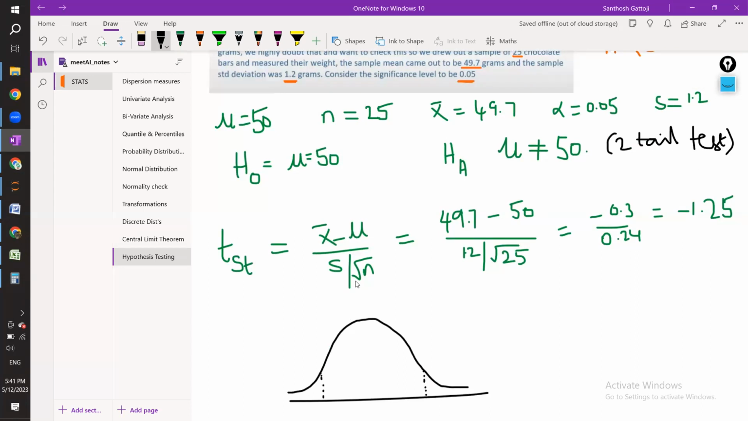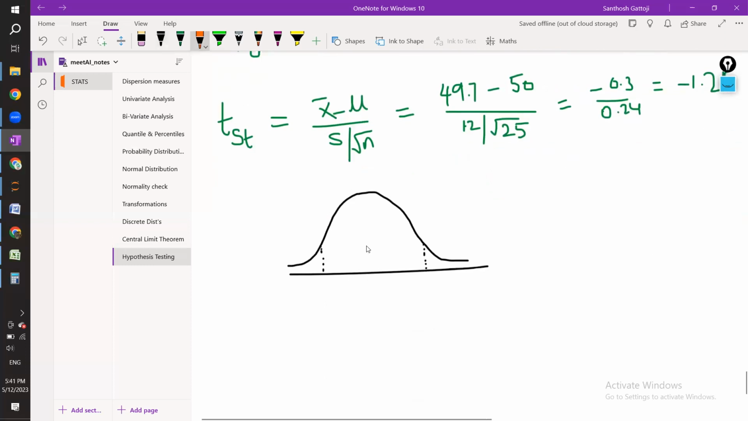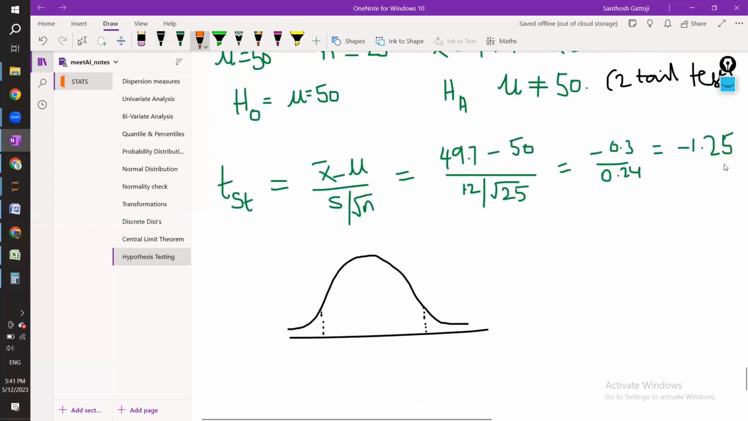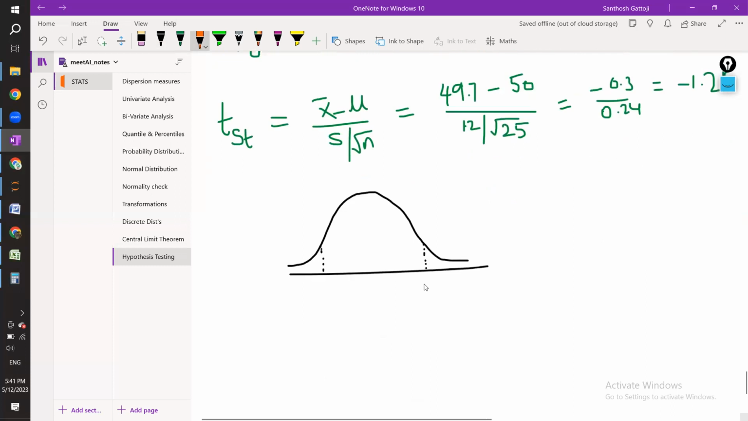So what was our value? Our t statistic is minus 1.25. So we put it over here, and here also it will be 1.25 on the other side. Now you need to calculate the area, how much area it is covering. The t statistic is giving you the value over here.